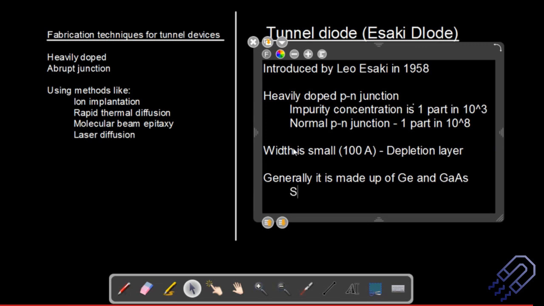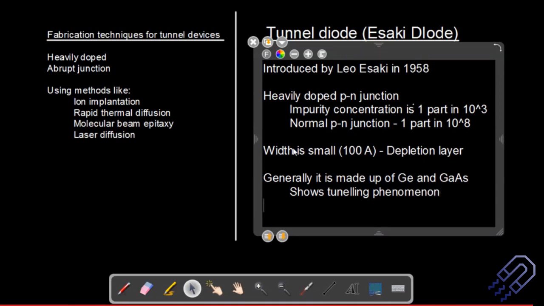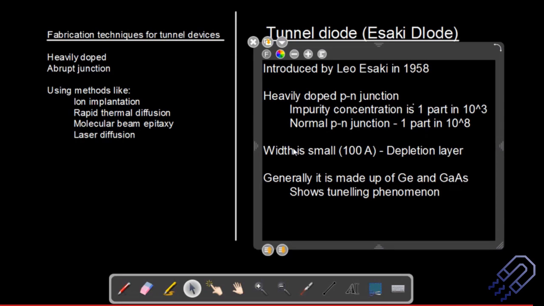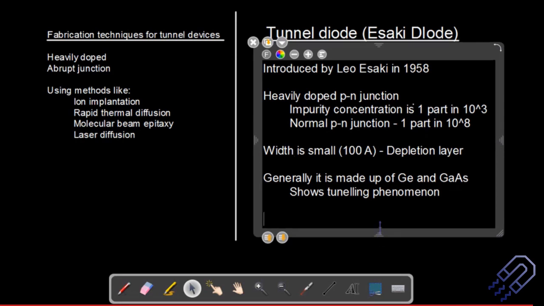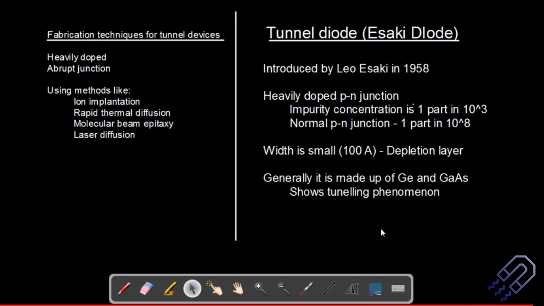Let me write it down: tunneling phenomena only. I think that's the important point about the tunnel diode. If someone asks you separately how the physics works, we have already studied that in our fourth and fifth lectures. And what else did I miss?